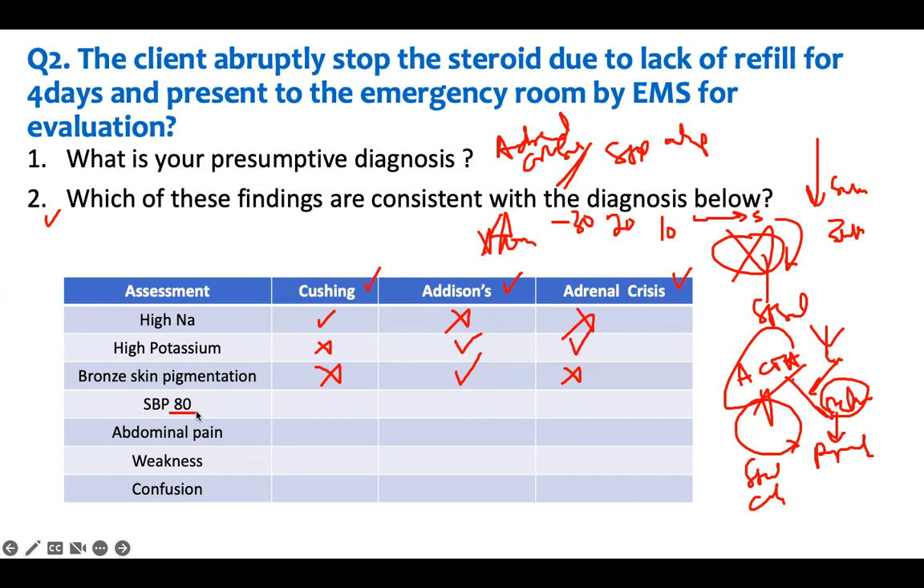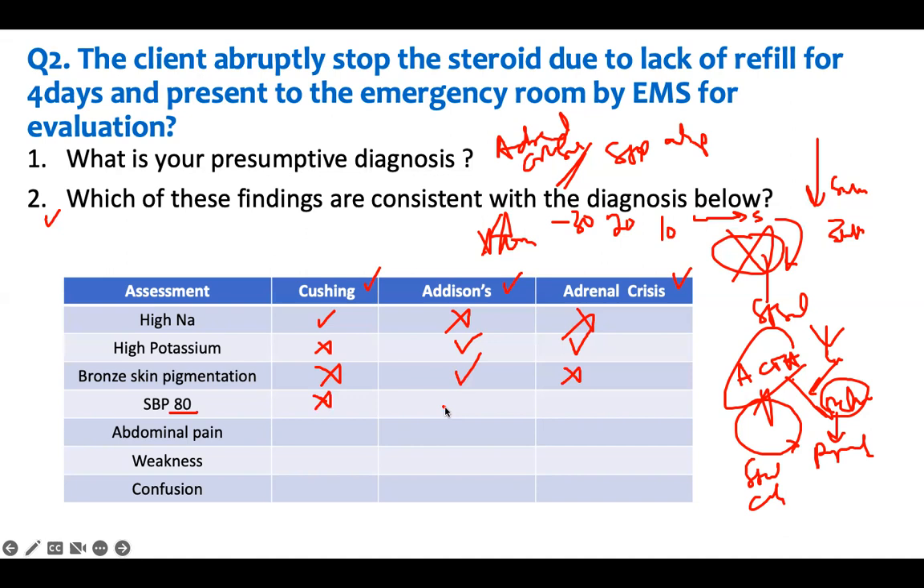Systolic blood pressure of 80, where that is hypotension. In Cushing, you have hypertension. In Addison, yeah, your blood pressure should be lower, but it should not be 80. So this is a little bit tricky. It's usually in the low range, 100, because they're taking steroid, but 80 is too low for me. I won't choose that. This is example.